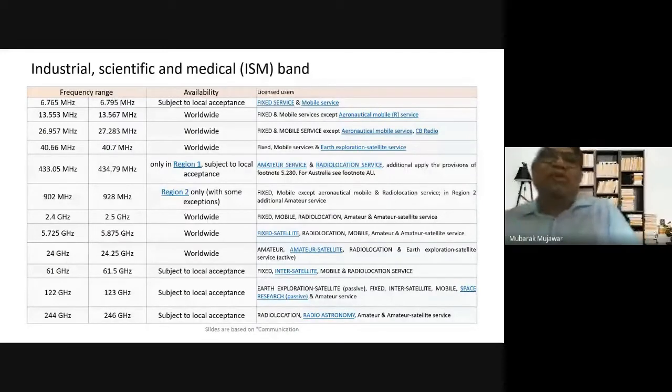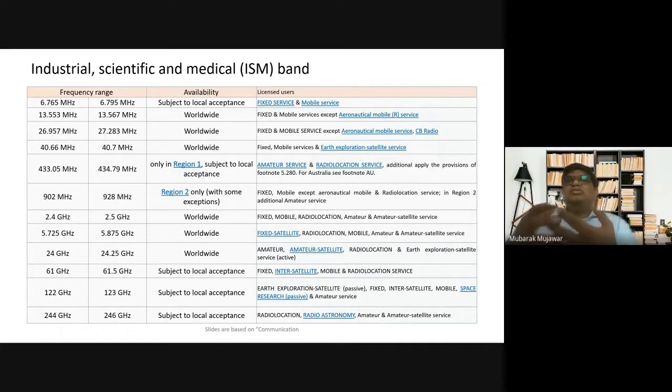If we are using frequencies in the megahertz range, say I'm just looking at one of the regions, 433.05 megahertz, then it can be used only in Region 1, subject to local acceptance. So it cannot be used anywhere else. And it can be used in some of the locations defined by the chart. It can be used for amateur services as well as radiolocation services, but only in Region 1. It can also be used in Australia by fulfilling some different norms.